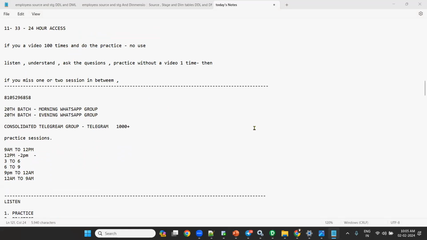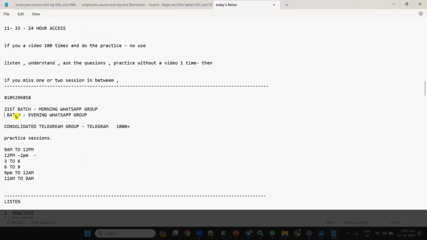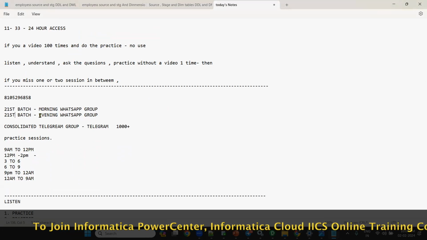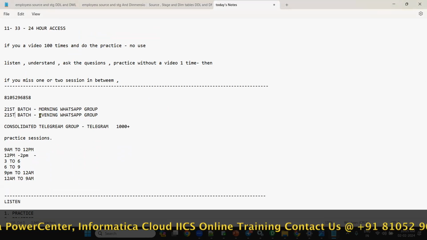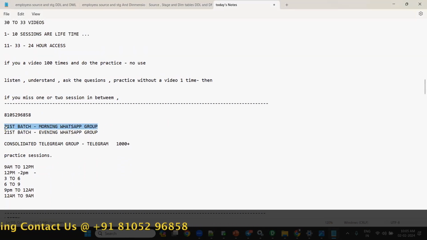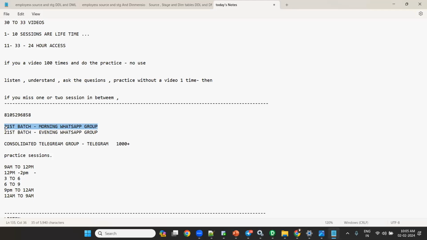Clear, guys? Okay. Now, coming to the WhatsApp groups. We have a morning WhatsApp group and an evening WhatsApp group. Whoever paid the full fee, whoever paid 15,000, the full training fee, we have already added to the WhatsApp groups. Once you pay the full training fee, then only we'll add you in the group. Till then, we will not add you.